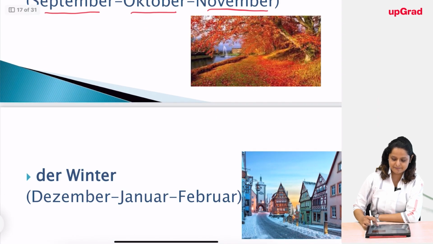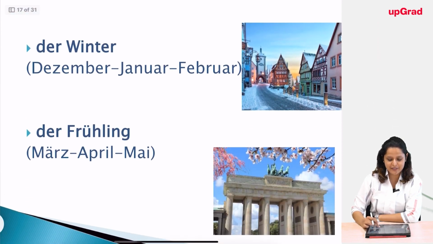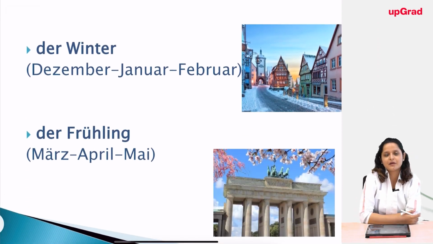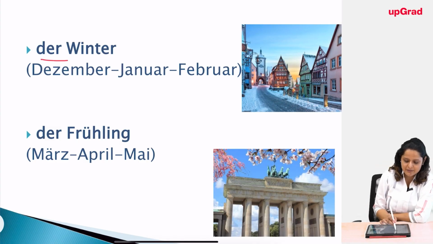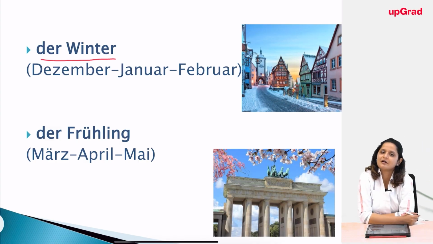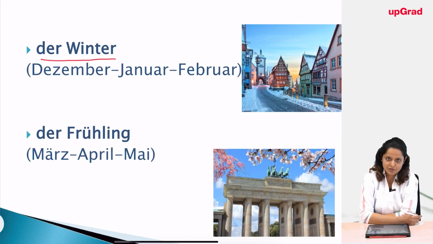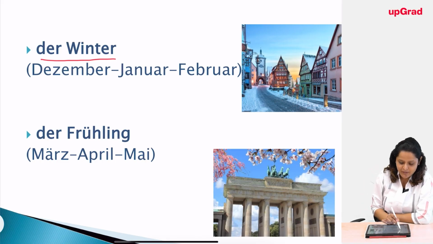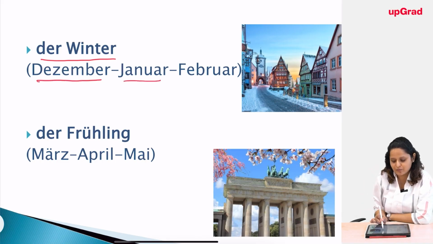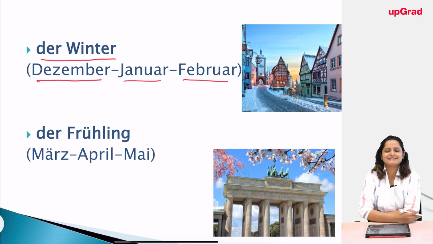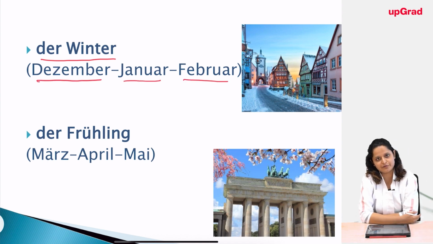After Herbst, that is after fall, the season we have is winter. The noun for winter remains Winter, but we have the article which we need to add, that is der Winter. Again, remember to not stress on the R too much at the end. It is der Winter, and your winter in Germany ranges from December, Januar and February. That is from December to February.